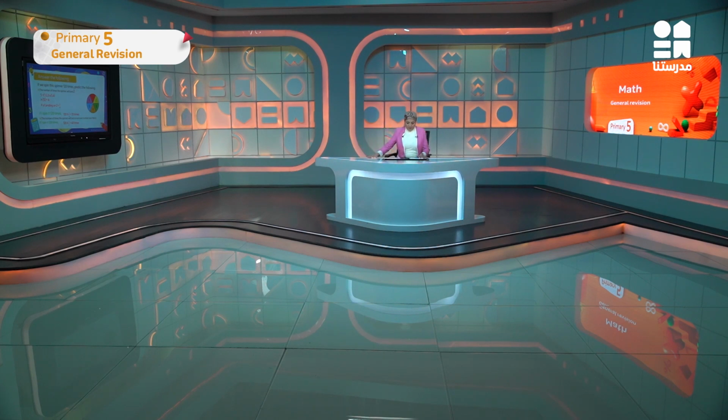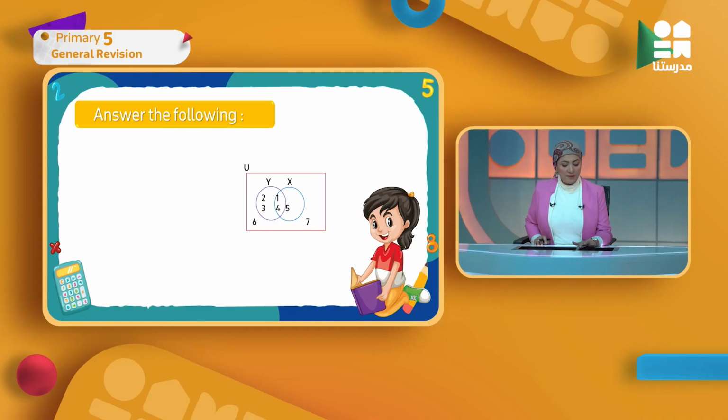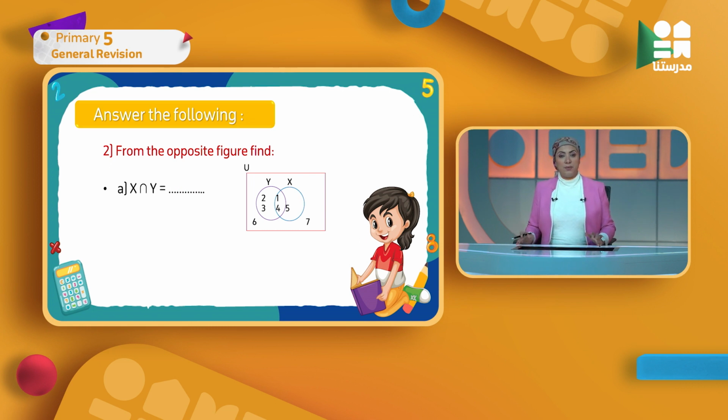Answer the following. From the opposite figure, I want to find the following. I want to find x intersect y and x complement. Okay, I have a Venn diagram, a universal set, which is made up of the set of elements 2, 3, 1, 4, 5, 6, and 7. I have the set y: 2, 3, 1, 4, and the set x: 1, 4, and 5, and outside, by themselves, 6 and 7.